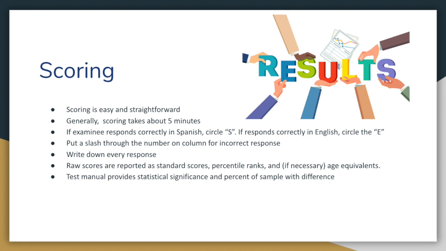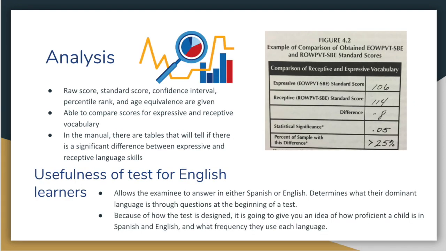Scoring. Scoring for the EOWPVT is easy and straightforward. Generally, scoring should take the examiner about 5 minutes. If the examinee responds correctly in Spanish, you circle the S. And if the examinee responds correctly in English, you circle the E. Put a slash through the number on the column for an incorrect response. You write down every response. Raw scores are reported as standard scores, percentile ranks, and if necessary, age equivalents. Test manual provides statistical significance and percent of sample with difference. Here we will talk about analysis.